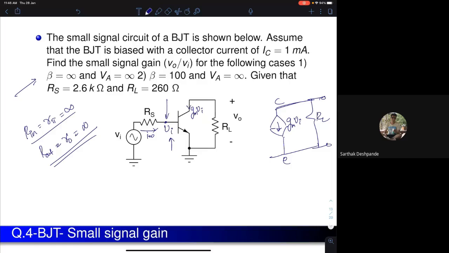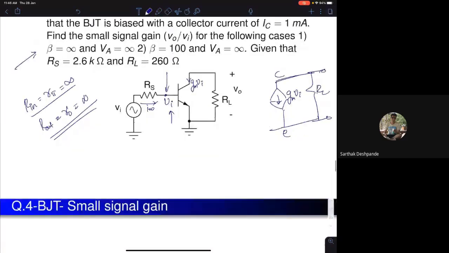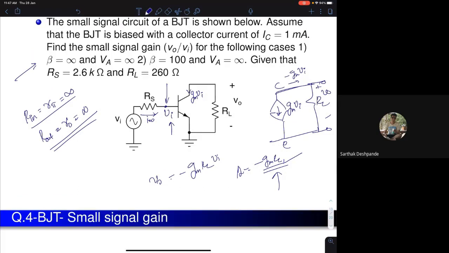GM VI into RL. So the output voltage will simply be, a current of minus GM VI will flow through this. So minus GM into RL into VI will be V naught, and your voltage gain will be minus GM RL in the first case. That's it. From this you calculate the gain and write it. That's your first case circuit. There is no RL here.